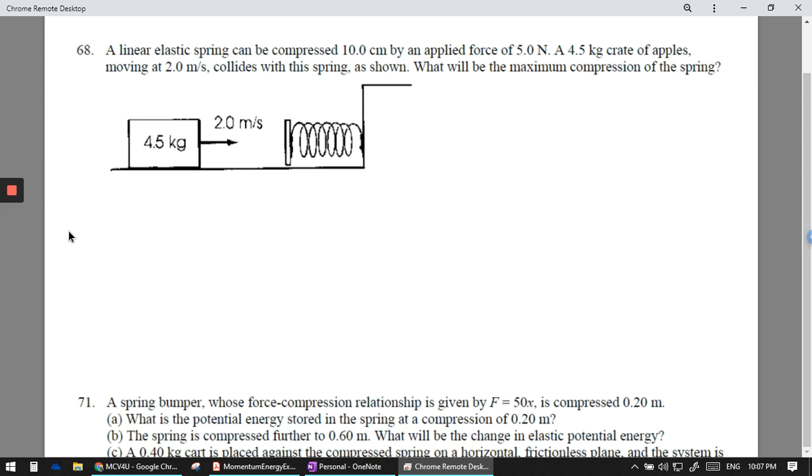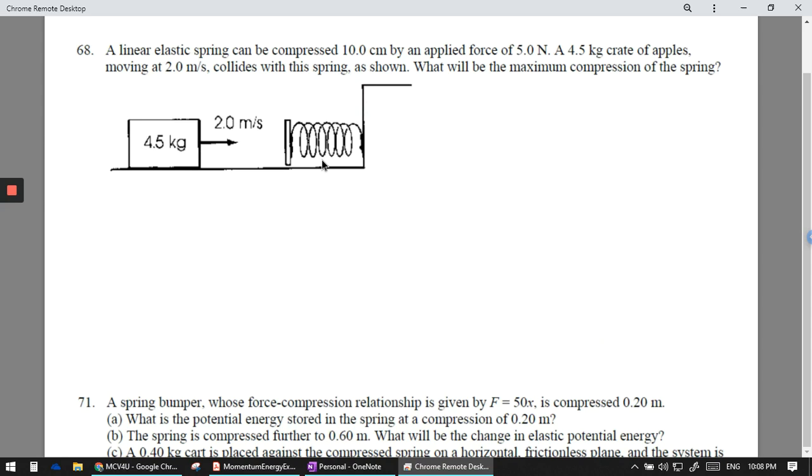All right, now we're looking at number 68 here, and it looks like from our drawing here, we've got a 4.5 kilogram block that's moving along at 2 meters per second. It comes in contact with this sort of board here that's attached on a spring. The question is what will the maximum compression of the spring be? So this thing is going to push the spring in, and at some point it'll stop, and then we pause. We again hit pause on the question. We want to know how much that spring has been pushed in right here, right?